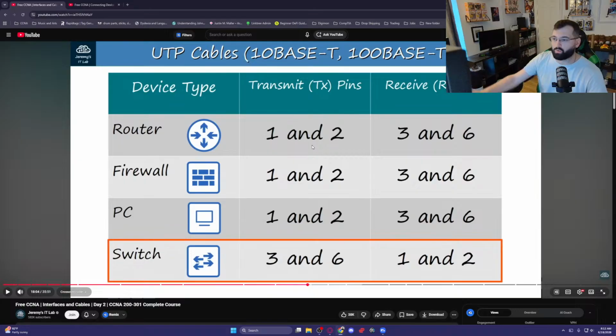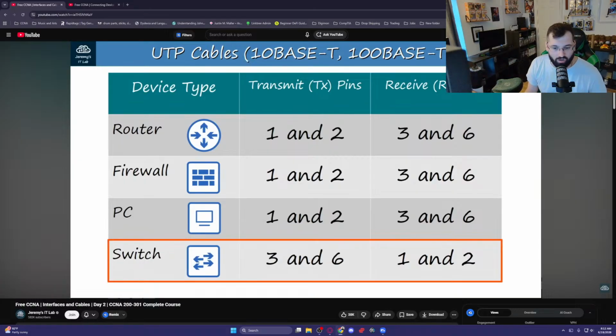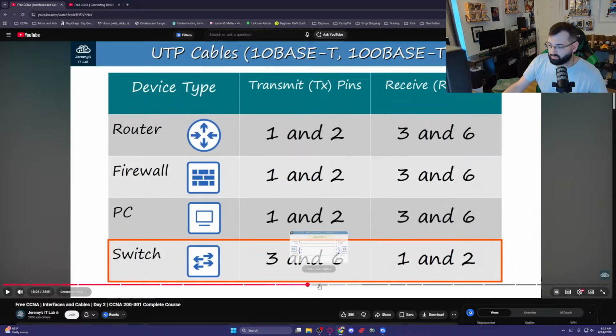Because if they were all the same, then every single device would just need a crossover cable and everything would have been fine. But it's because switches were different, we needed something different. See, that's what I don't understand. I don't know. Maybe it's worth a Google.